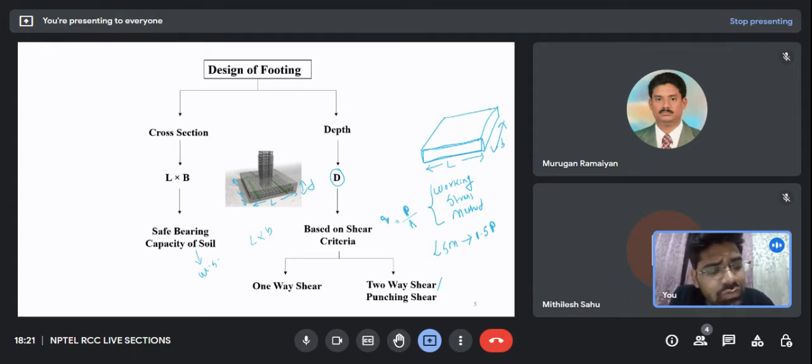So just answer me this question: by using which method will the area of the footing be more, by working stress method or by limit state method? It's a simple question.